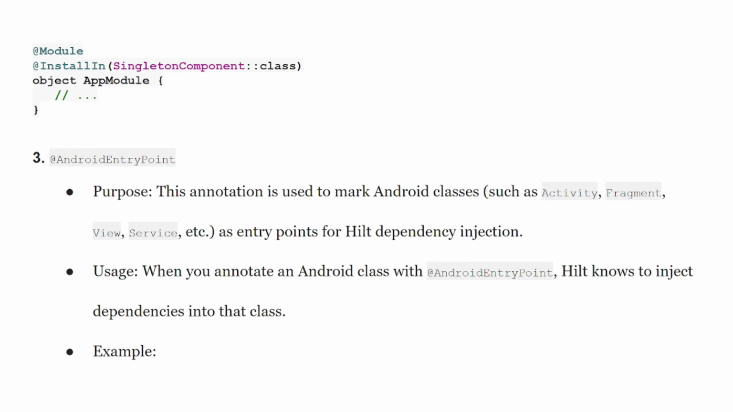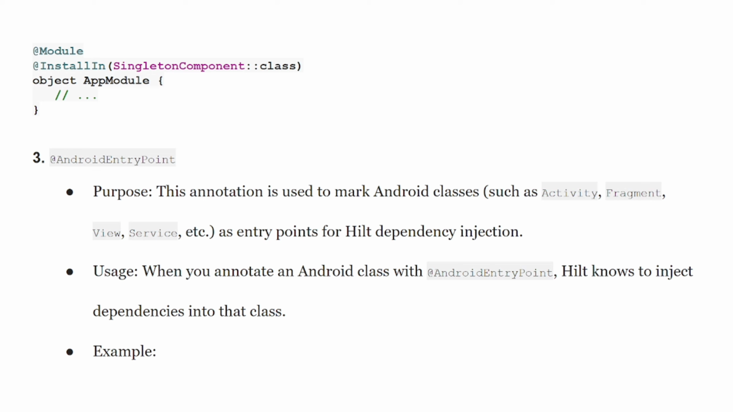This is specified with the @AndroidEntryPoint annotation. For example, if the main activity is annotated with @AndroidEntryPoint, then likewise fragment 1, fragment 2, anything can be annotated with it, like views and services, etc.